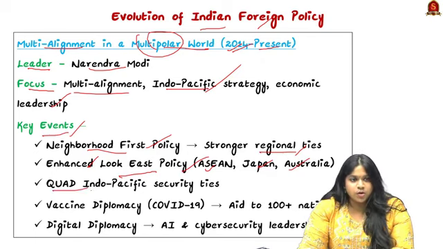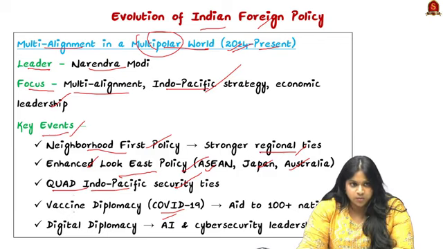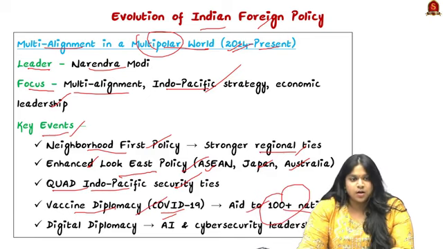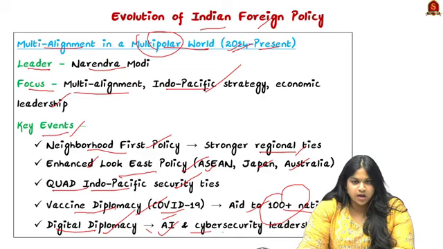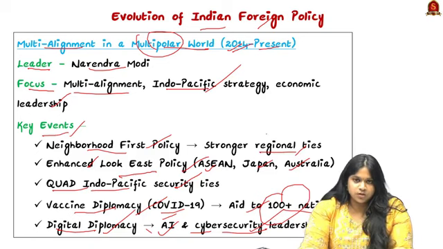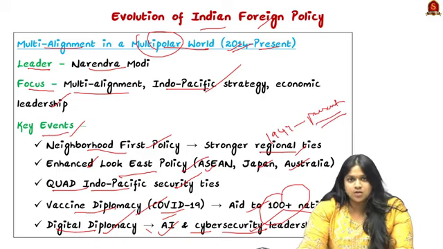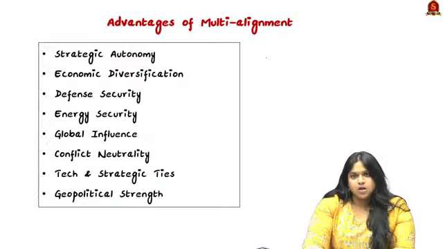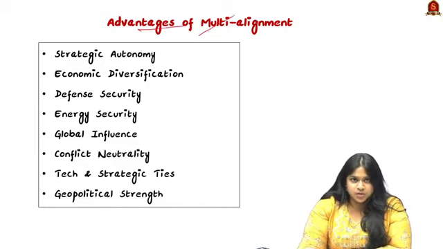And also through the Quad, we brought in the importance of Indo-Pacific security ties, especially during the period of COVID-19, one of the most deadly pandemics. We brought in vaccine diplomacy, where we aided almost 100 plus nations. And recently we are bringing in the importance of digital diplomacy through our schemes and initiatives, where there is importance for AI and cyber security leadership. So right from 1947 till present, we have seen the focus and the changes throughout the years of our Indian foreign policy till now. So let's look into the advantages of this multi-alignment.